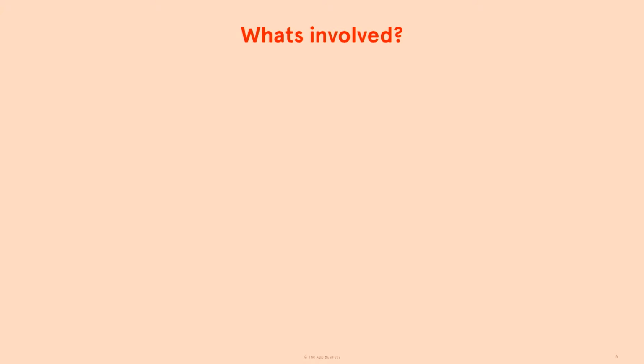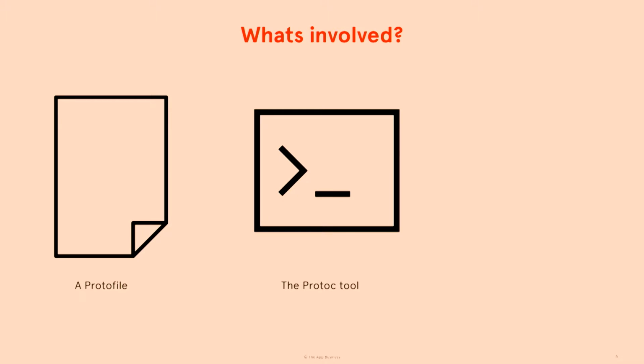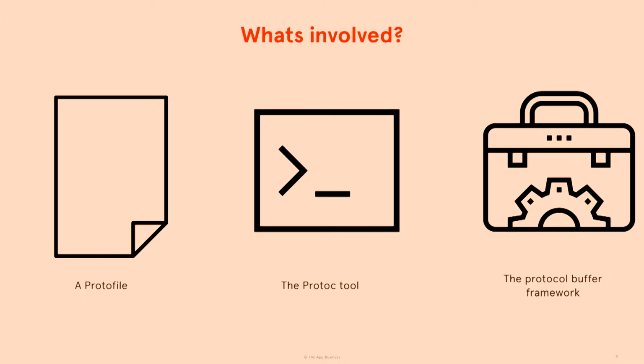How can I as a developer get involved with this and make this work in my project? So first of all, we have what's called a Protofile. And this is basically the file that defines our contract. We have the Protoc tool, which is just a command line tool, and the protocol buffer framework, which is a language-specific framework that you'll add as a dependency to your application or server or whatever is going to be implementing this.